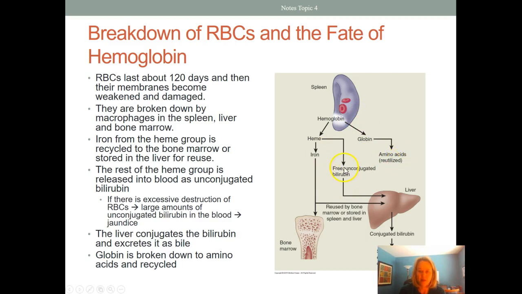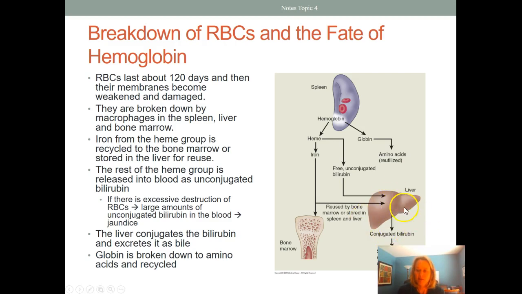But let's go back to the bilirubin. So the free bilirubin from the heme goes to the liver, and then the liver conjugates this bilirubin and secretes the bilirubin into the bile, and then it can get excreted into the feces. Some of that will also go out in the urine.